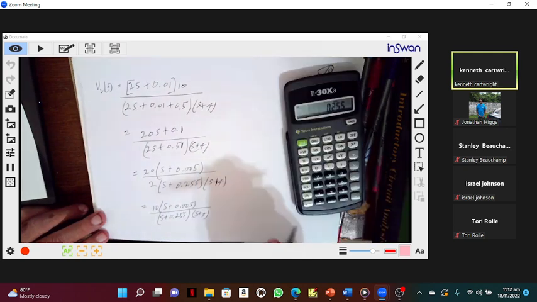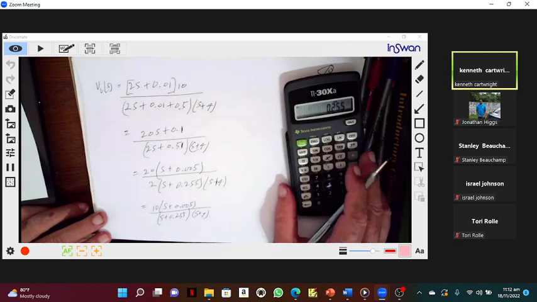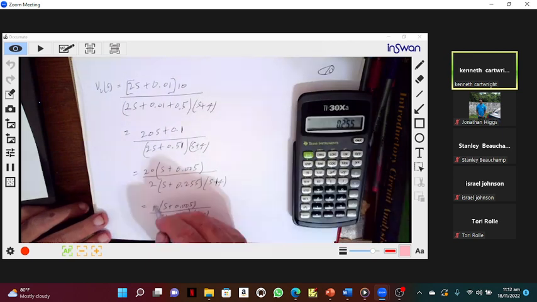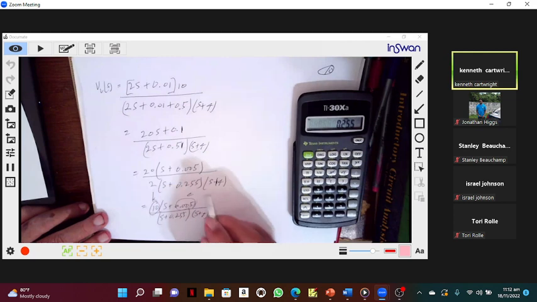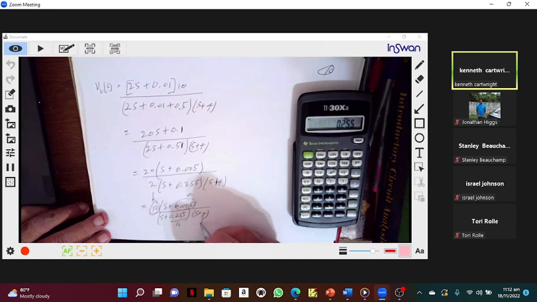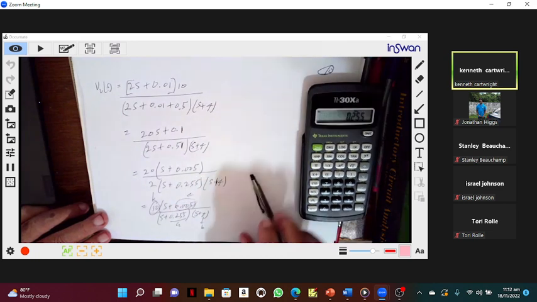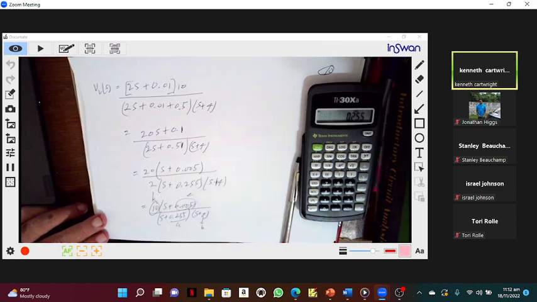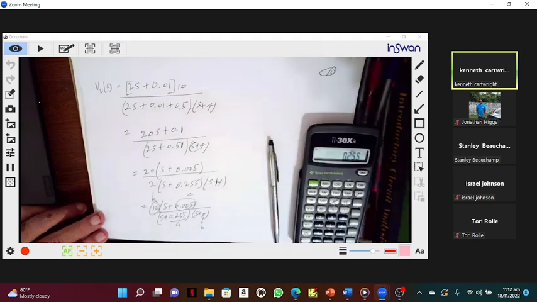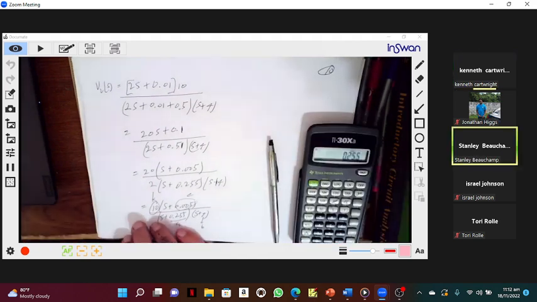And you see, I've done what the question says. This is K, this is C, this is A, and this is B. So I answered what the question said. What order is this filter? First order. Yes, this is only one energy storage device.